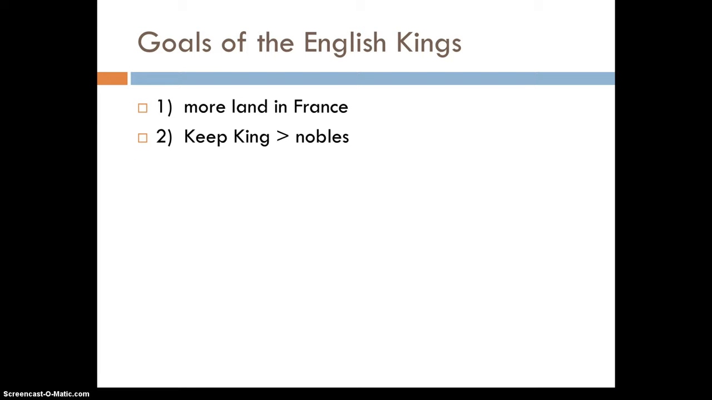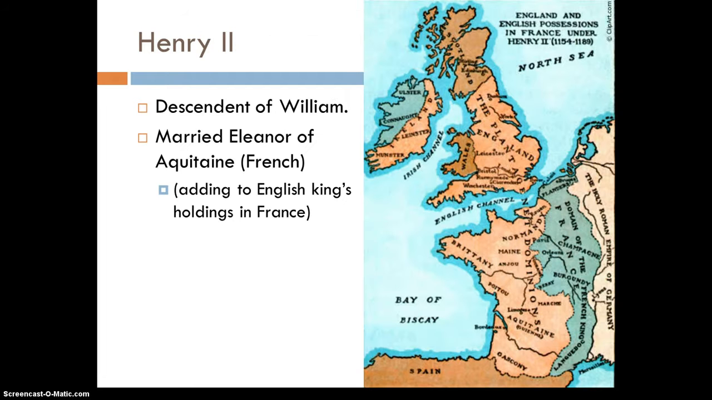His descendants would then continue on with a few goals. Number one, trying to gain more land in France, because remember, they were Frenchmen, but now English kings, and keep the king more powerful than the nobles so they don't have to deal with any type of civil war in the future. Henry II is another English king, a descendant of William, and he happens to marry a French princess named Eleanor of Aquitaine. And because he marries her, he adds to his land half of France. And so he's definitely doing goal number one of gaining more land.